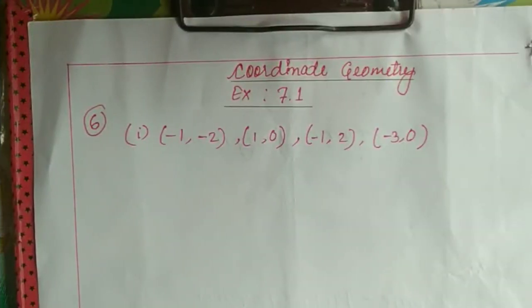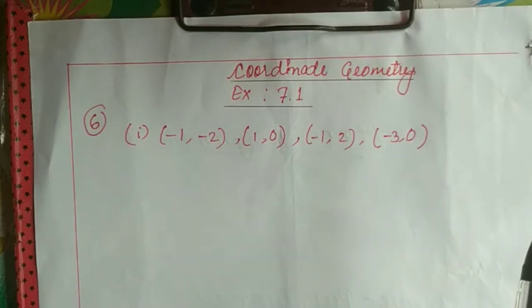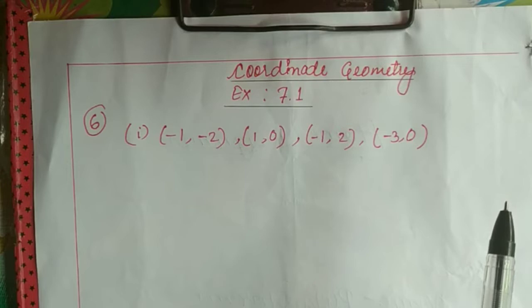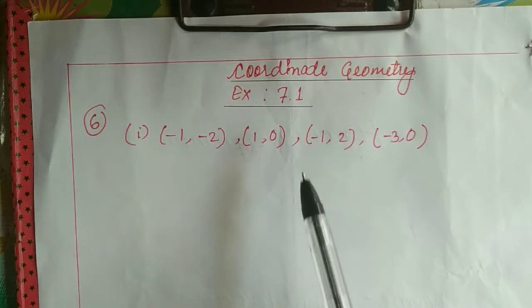So in question number 6, there are 3 questions given here. Name the type of the quadrilateral formed. Here 4 points are given, and the coordinates of the 4 points are given here. So we have to name what type of quadrilateral it forms, and also give the reasons.